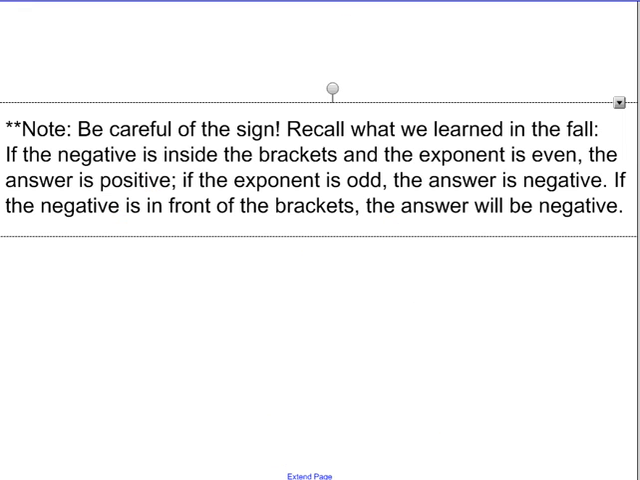And then this is also in your notes, so just make sure you read this and watch out. Be really careful of the sign. In term 1, we learned about what happens when a negative is inside the brackets and an exponent is even. And we ended up concluding that you'll always get a positive answer. If the exponent is odd, however, you'll always get a negative answer. And so don't forget those things that we learned in term 1, because they're important.